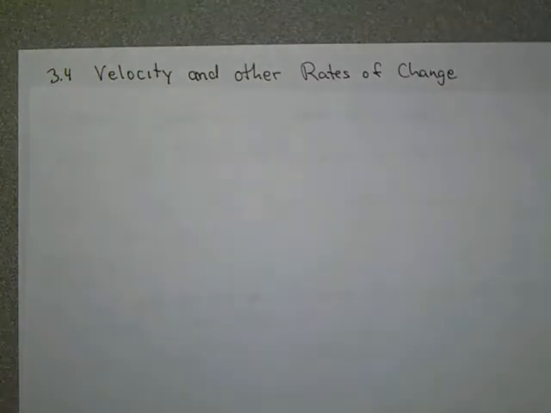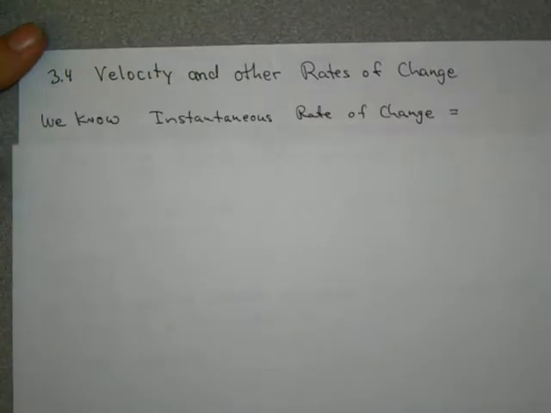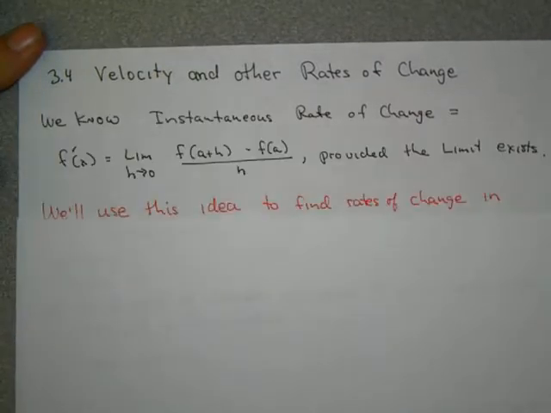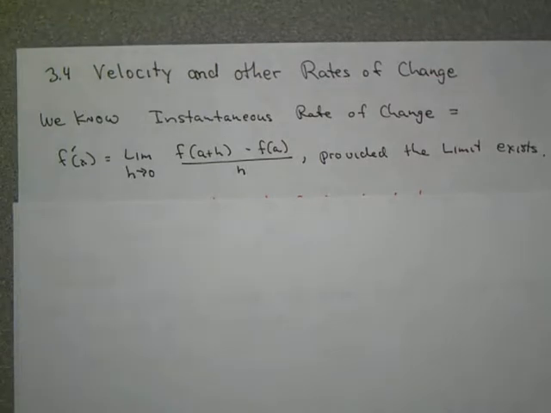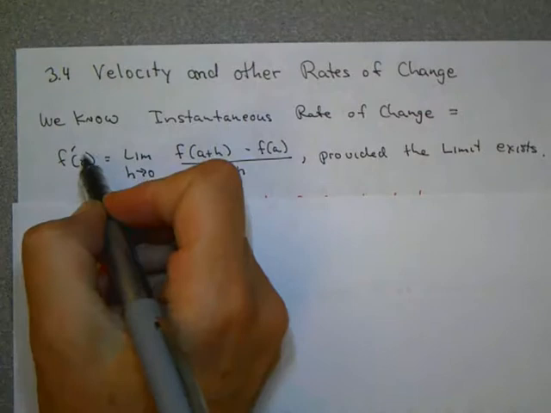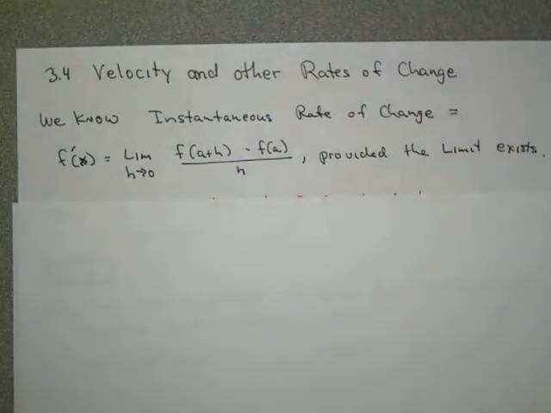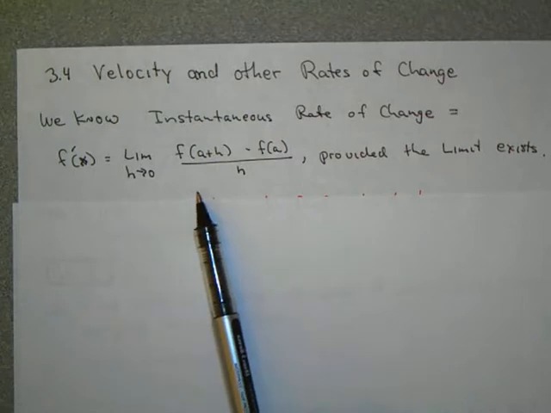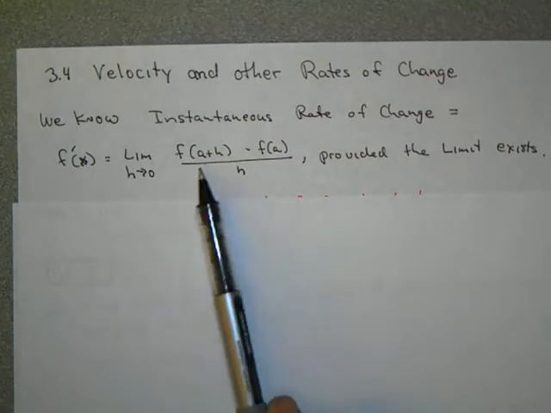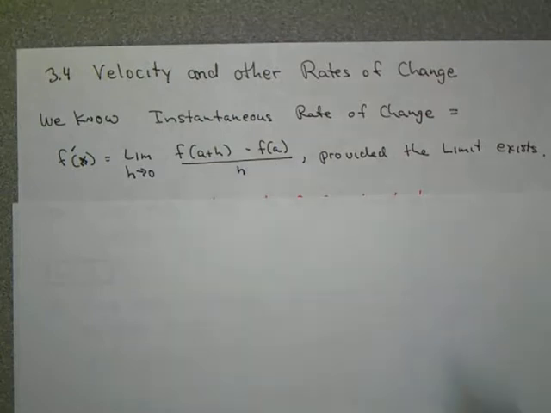We're going to look at lesson 3-4, velocity and other rates of change. Recall that velocity is simply an instantaneous rate of change, and we define that as f prime of x, our derivative, or our instantaneous rate of change, equal to the limit as h approaches 0 of f of a plus h minus f of a over h. So very small numbers, the difference between them, provided the limit exists.